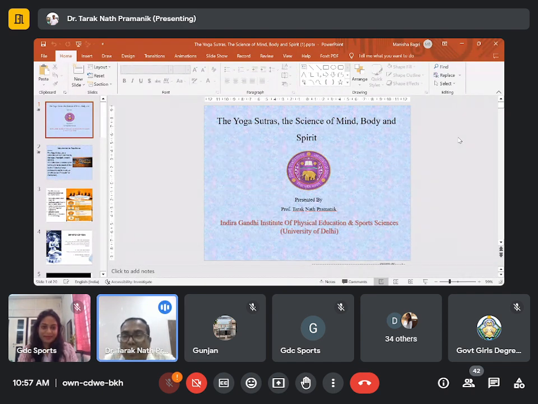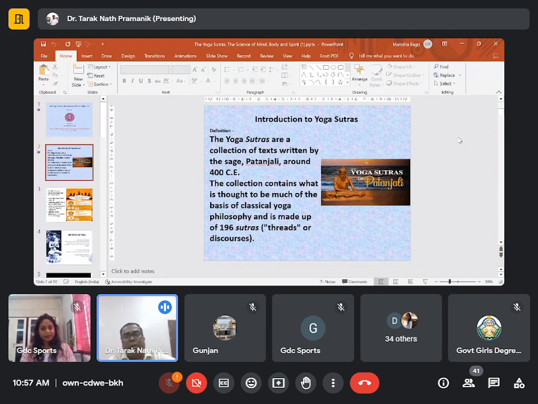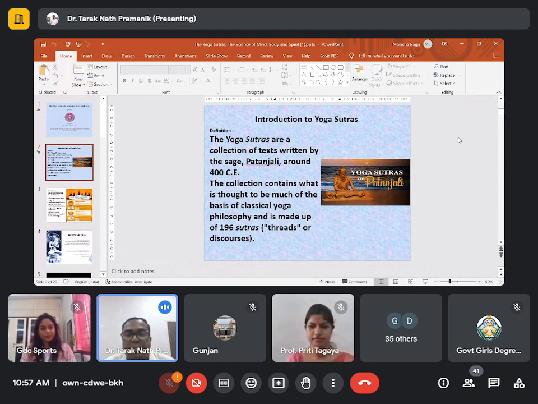I thank my earlier speakers who spoke very nicely, specifically Professor Tiwari sir and Professor Pradeep Kumar. They already spoke about the strong yoga, and let us understand the Yoga Sutra, a collection of texts written by the sage Patanjali. Patanjali explained the content very nicely, and classical yoga philosophy is made up of 196 sutras.